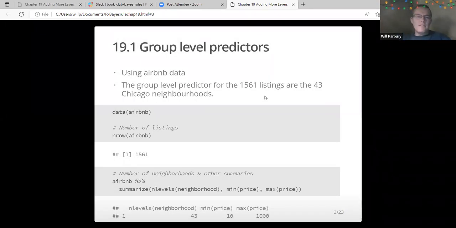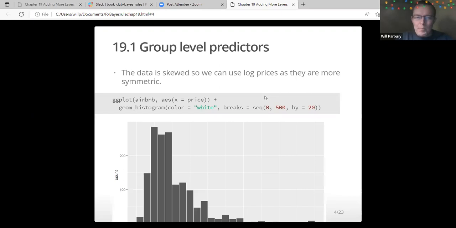The group level predictors, we're using the Airbnb data. So with this data, it's the 1,561 listings, and there are 43 Chicago neighborhoods, basically. So that's our first group level predictor there. I apologize, I couldn't get it to fit on the screen. There's something that I don't understand about sizing on there, so apologies about that.